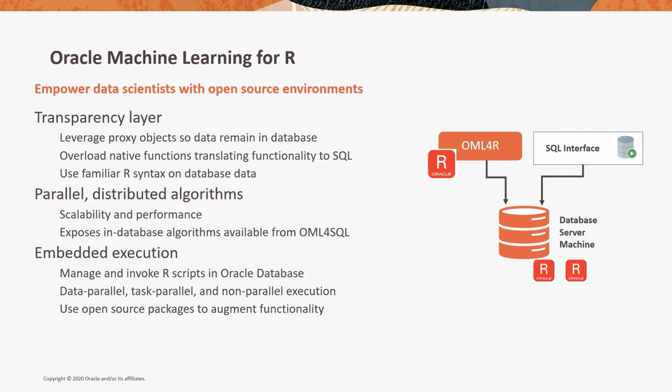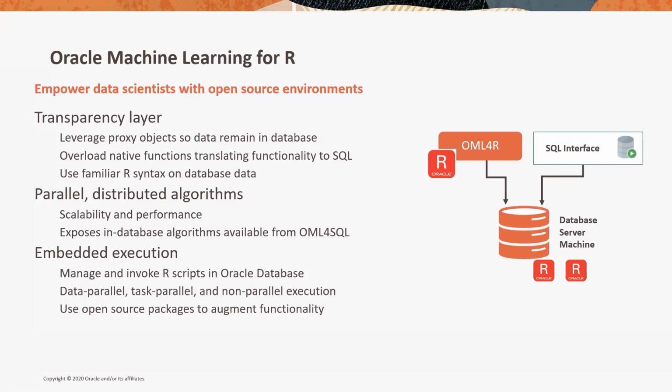The functionality across OML's R interface is characterized by three functional areas. Using proxy objects, the transparency layer allows data scientists to operate on database data using familiar R syntax, overloading select functions that construct SQL for in-database processing. The in-database algorithms are exposed through familiar R interfaces, for example, using the R formula specification to indicate the target and predictors. And user-defined R functions can be invoked on database environment spawned and controlled R engines.